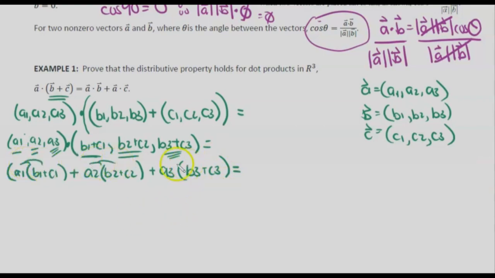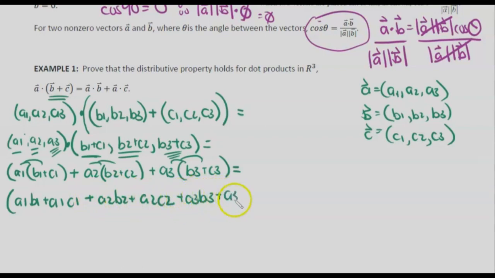So in total, when we expand this, my vector is going to be A1 B1 plus A1 C1 plus A2 B2 plus A2 C2 plus A3 B3 plus A3 C3. That is the expansion of the left-hand side. Now I'm going to expand the right-hand side, but in red. I may delete this just so I can get some room here, okay?